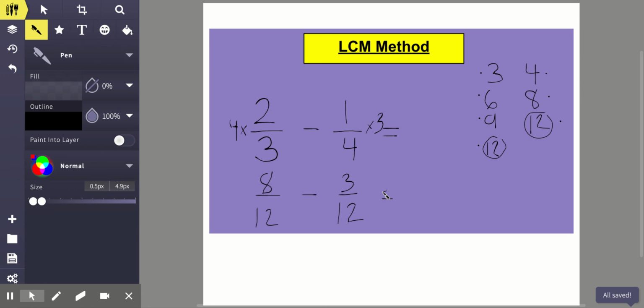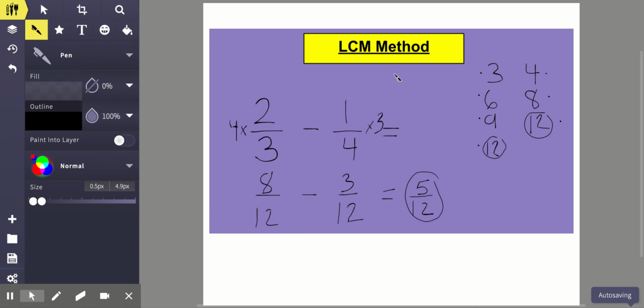Now, just like yesterday, once you get these common denominators, you can just go straight across with the top. So the 12 stays on the bottom. The only difference today is we are subtracting, not adding. So we do 8 minus 3, which is 5. And that gives me my final answer of 5/12.